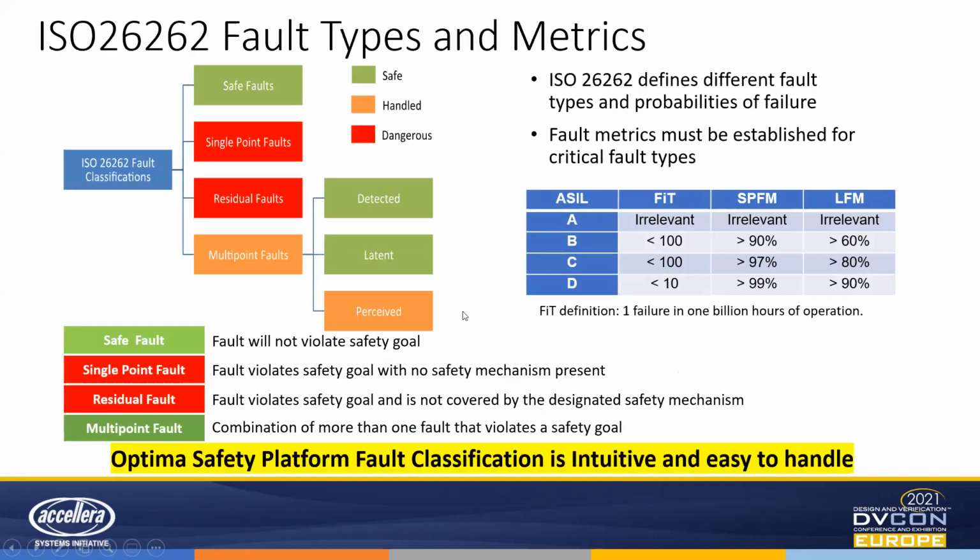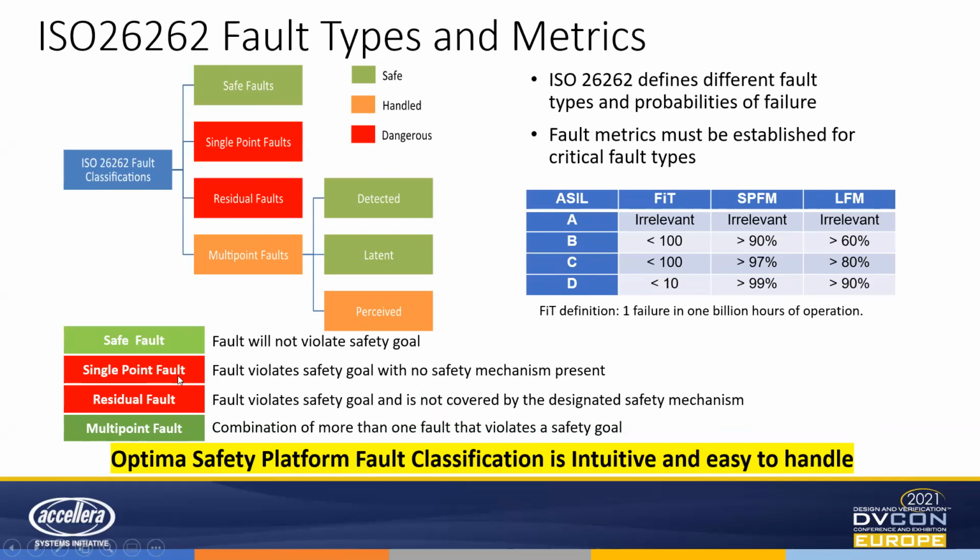So we just talked about fault injection. What are these faults and their different types? ISO 26262 throws some light on the definitions: safe fault, single point fault, residual fault, and multiple fault. So what is a safe fault? A fault that will not violate the safety goal. Obviously, anything that doesn't violate our safety goal is safe. A single point fault violates the safety goal, but there is no safety mechanism present.